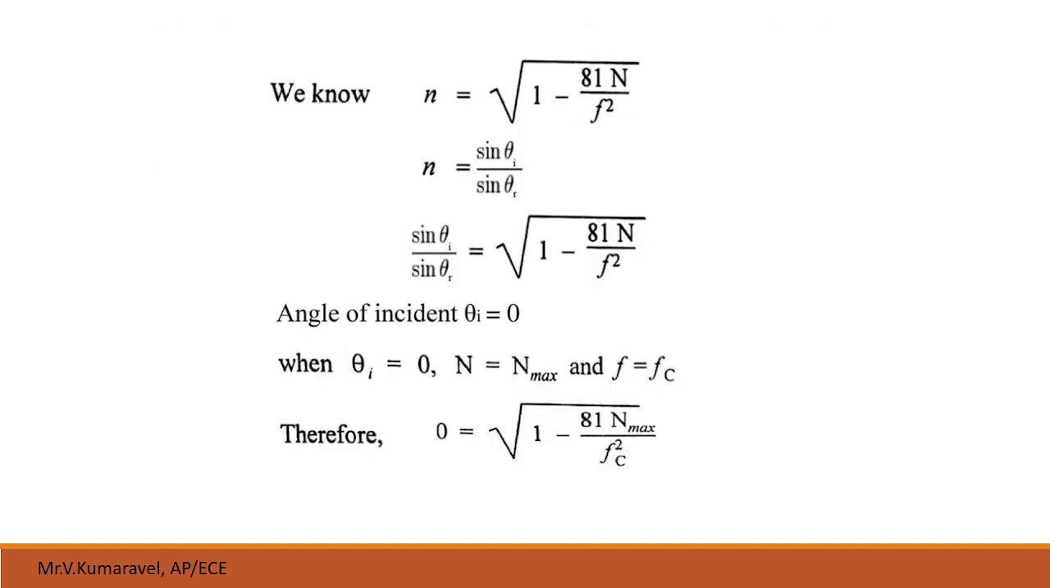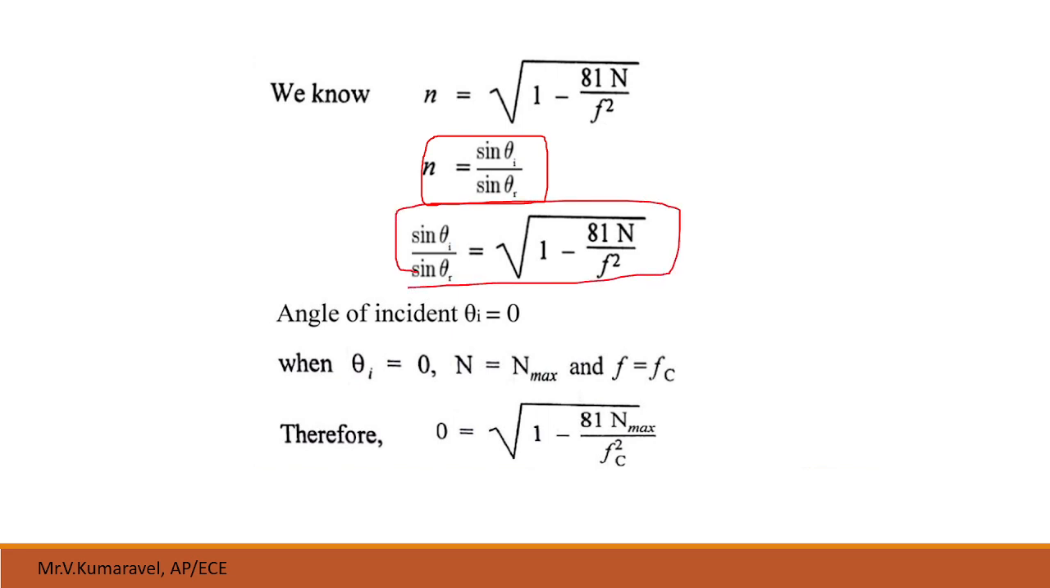We know the refractive index of an ionospheric layer is given by n equal to square root of 1 minus 81 N divided by f square. Here f represents the frequency, and N represents the number of electrons in the respective layer. Now, using Snell's law, we know that n equals sine of the incident angle divided by sine of the refracted angle. So now we can relate these two equations directly.